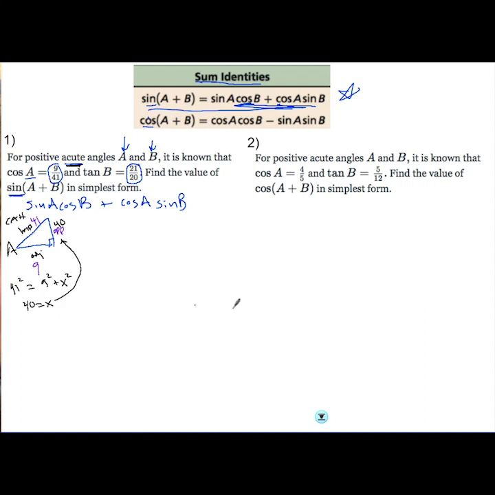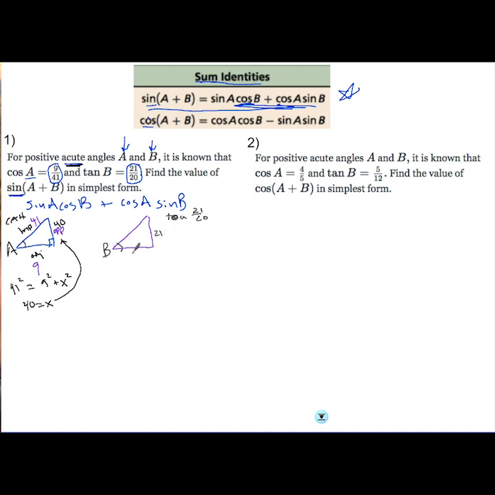Okay, we're going to do that same thing with angle B. It's a positive acute angle. We're going to call this angle B right here. This was angle A, so this is angle B. And tangent, TOA, is 21 over 20. So the opposite side is 21. This is the opposite side.